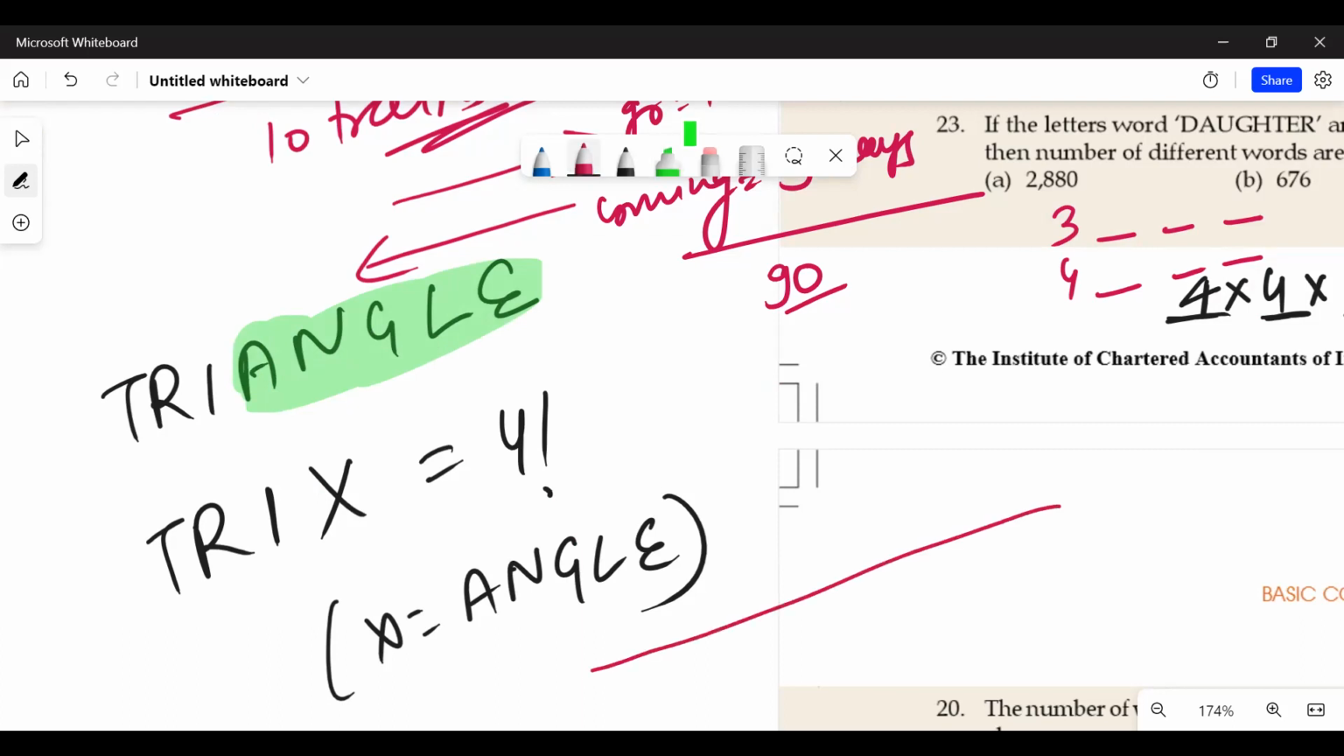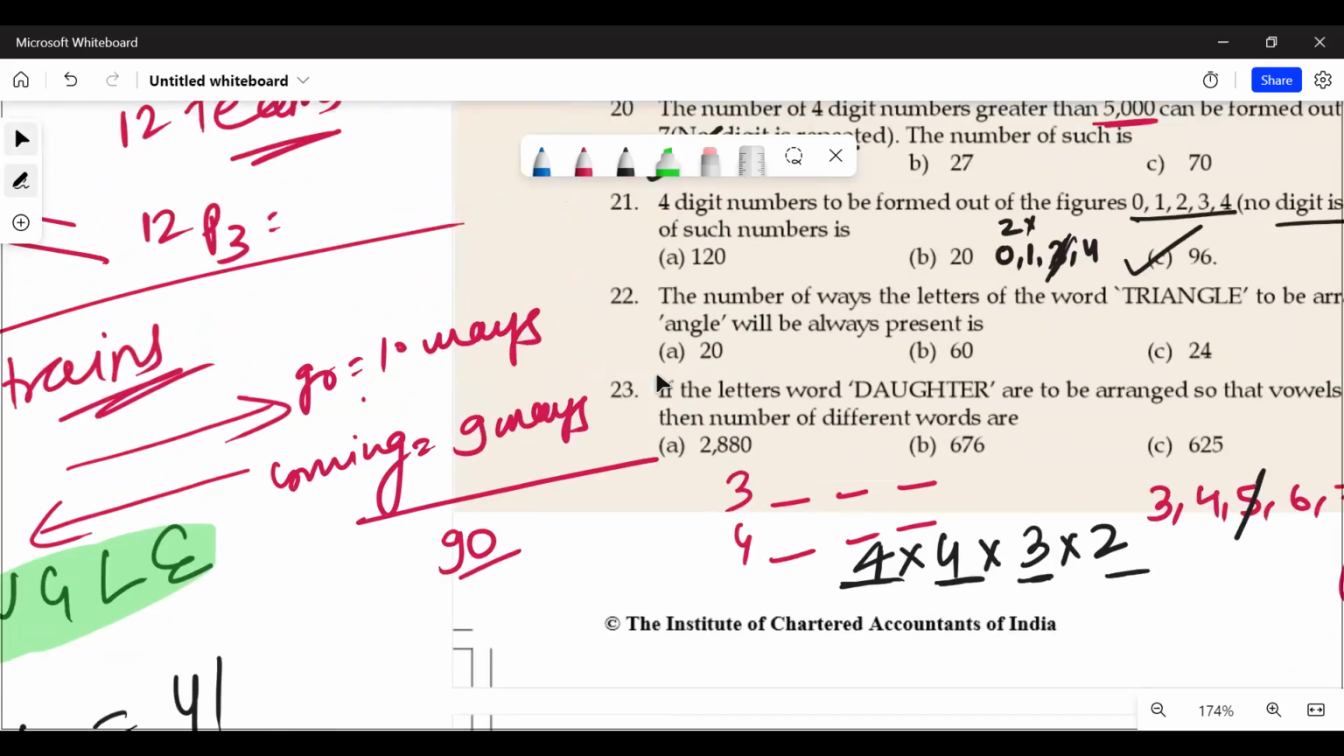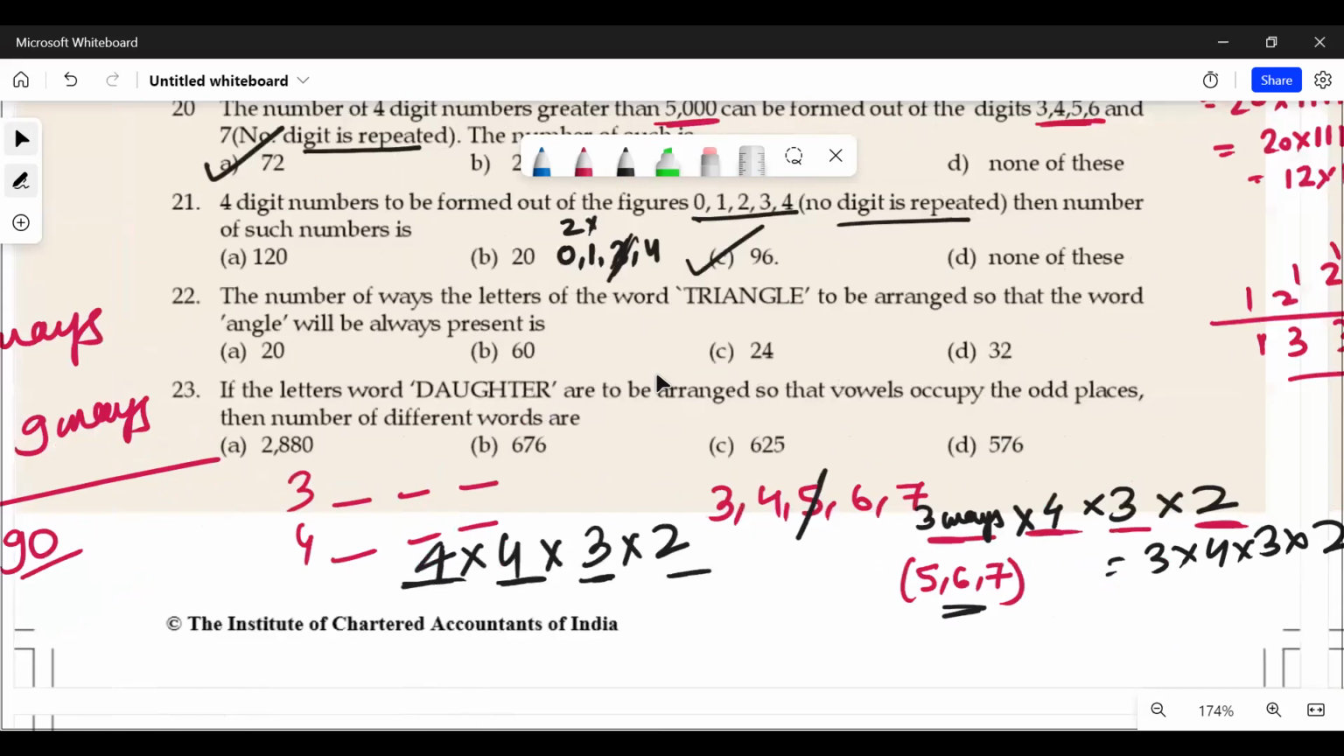But in the question here, what they are asking is the number of ways the letters of the word TRIANGLE can be arranged such that the word ANGLE will always be present. You don't want the word ANGLE to change. It should always be there like this. This would be 24 ways, 4 factorial.